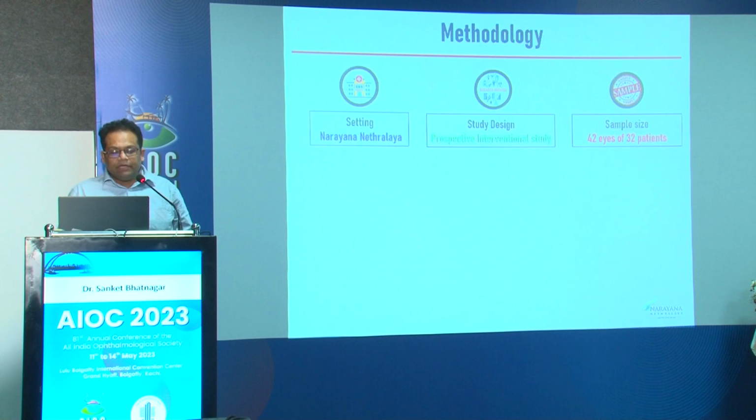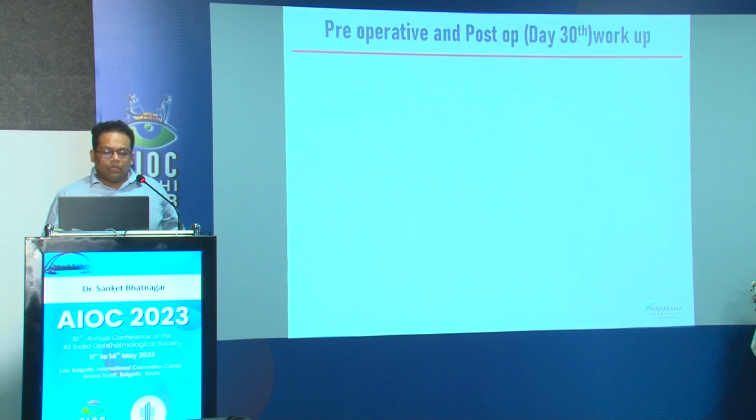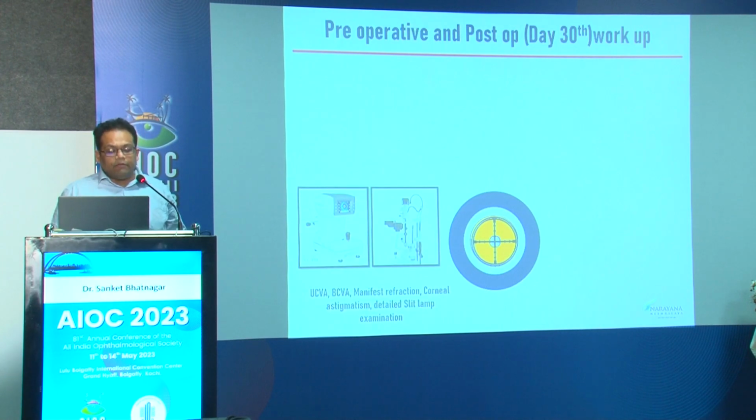So it was a prospective interventional study of 42 eyes of 32 patients between 50 to 75 years of age who had acquired senile cataract with an astigmatism of more than -1 diopter with normal corneas, no other ocular pathology, and no previous ocular history. All these subjects underwent clear corneal phacoemulsification by a single surgeon, where a temporal 2.2 millimeter incision was made and a toric monofocal aspheric IOL implanted. So pre and post-operatively, the patients underwent visual acuity, refraction, and detailed slit lamp examination.